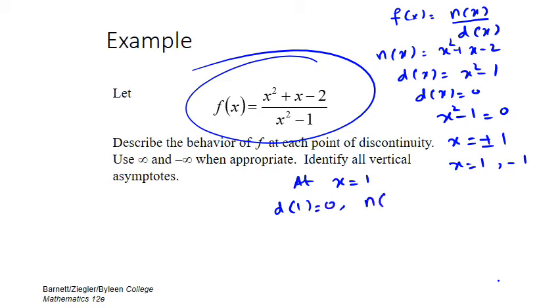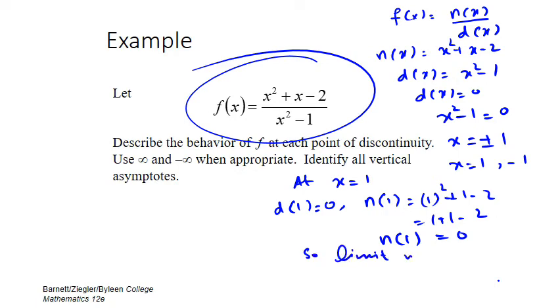Now we see the behavior of n of 1. n of 1 is 1 squared plus 1 minus 2, so 1 plus 1 minus 2, which is 0. So n of 1 is also 0. So a limit may exist at x equals 1.